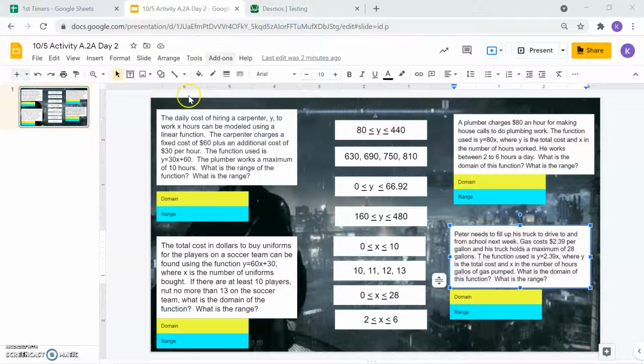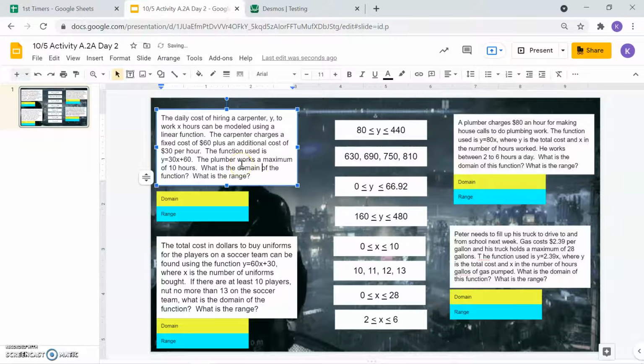So, on the first one it says, the daily cost of hiring a carpenter Y to work X hours can be modeled using a linear function. The carpenter charges a fixed cost of $60 plus an additional cost of $30 per hour. The function used is Y equals 30x plus 60. The plumber works a maximum of 10 hours. What is the range of the function? This is supposed to be what is the domain of the function and what is the range.